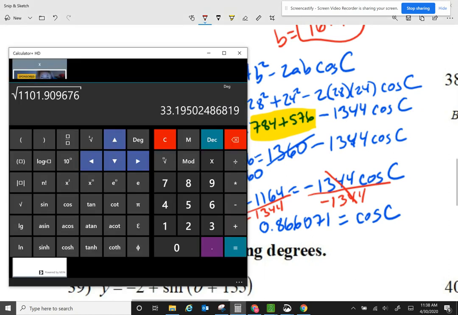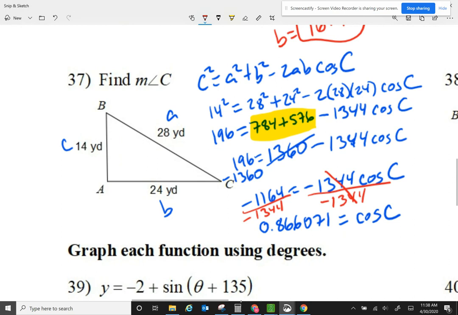Now let me grab my calculator. How am I going to solve for cosine of C, for angle C? I'm going to do arc cosine, or cosine to the negative 1. So I have arc cosine of 0.866071 rounded to the nearest angle, so 1 decimal place. That gives me 30. So angle C is 30 degrees.